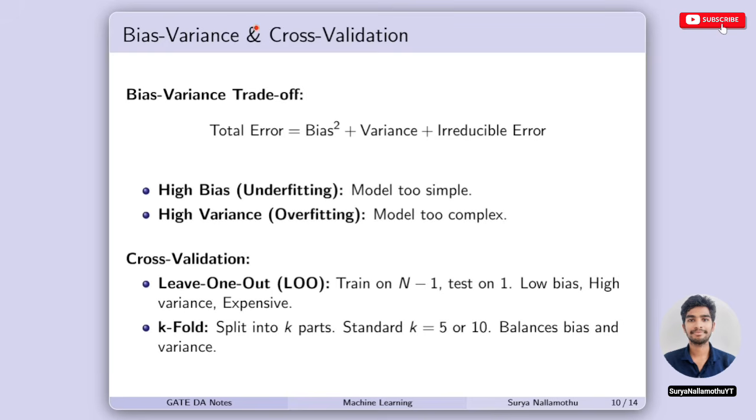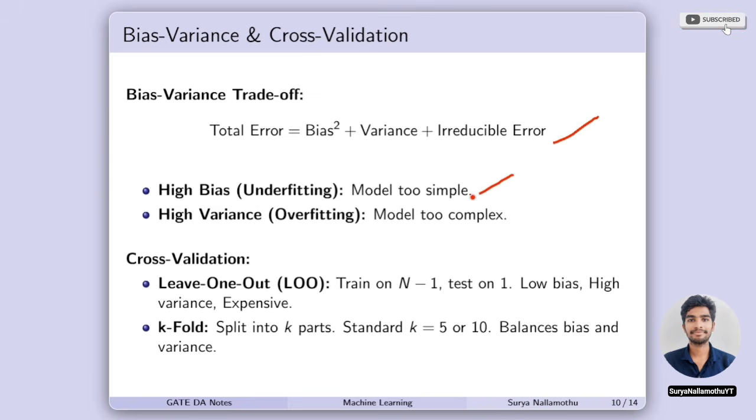Next, bias-variance and cross validation. The bias-variance trade-off is helpful for calculating the total error. In machine learning, the main important problems are overfitting and underfitting. How do we solve them? By applying different regularization techniques that help resolve the overfitting problem. For the underfitting problem, we need to reduce the bias. For bias-related problems, the underfitting problem occurs.